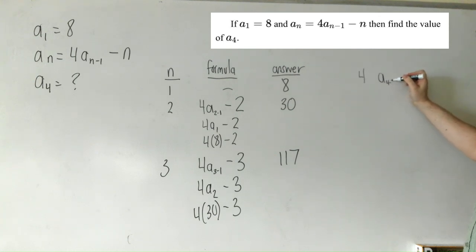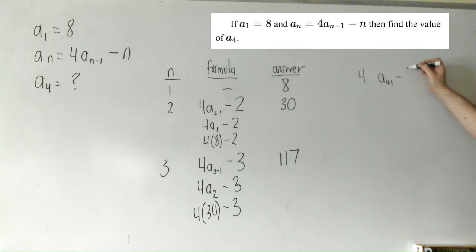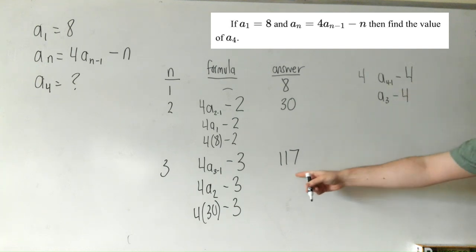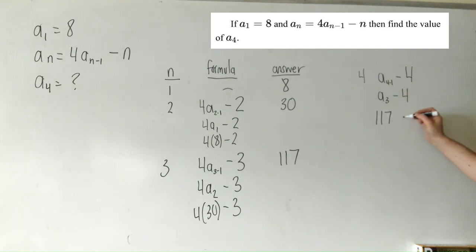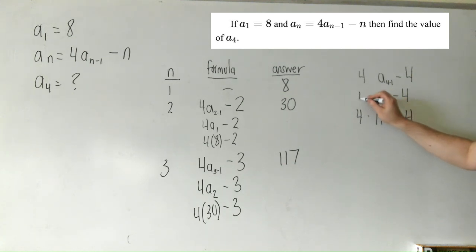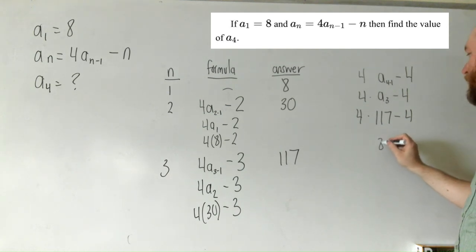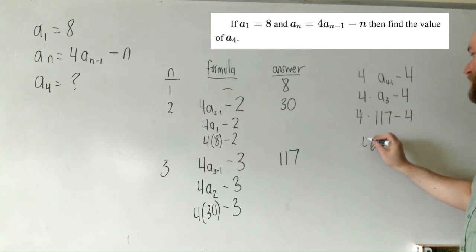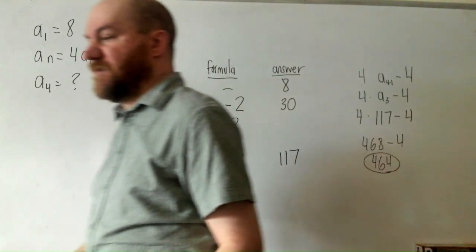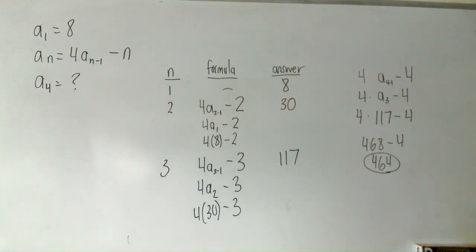A of 4 is 4 times A of 4 minus 1, minus 4. A of 3 is 117, so 117 times 4 minus 4. Let me break down that multiplication: 4 times 117 is 468. 468 minus 4. So the answer to this one is 464. That's the fourth value in this sequence.